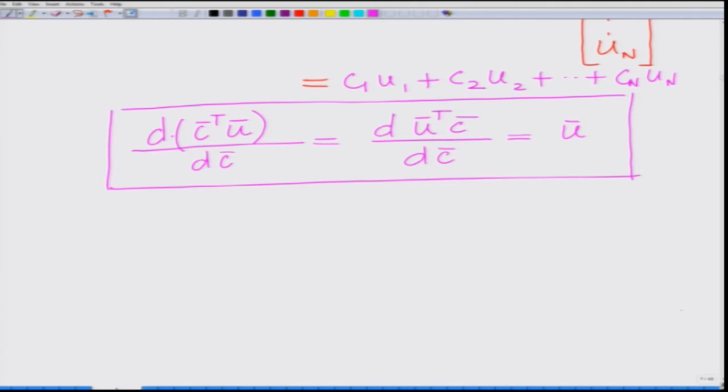Now, let us consider the second order derivative, that is the quadratic function of C bar. We have considered the constant, and we have considered a linear function of C bar where it is weighted by the combined vector u bar, that is u1 C1 plus u2 C2 and so on up to un Cn, that is u bar transpose C bar or C bar transpose u bar.